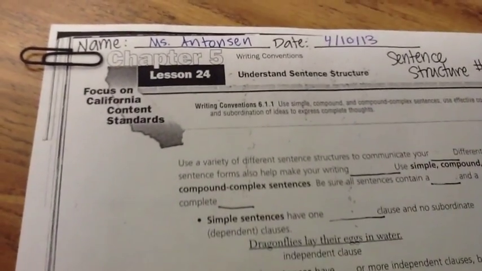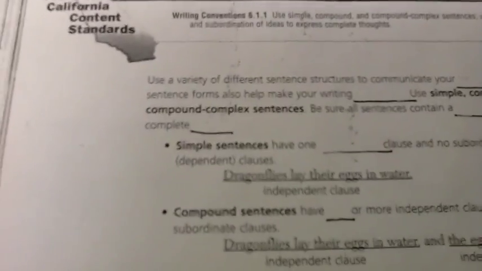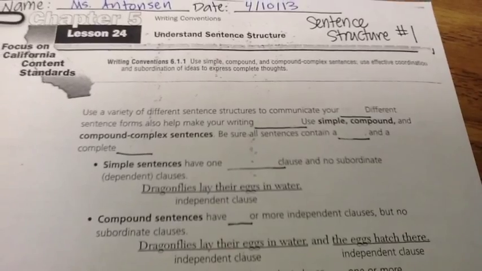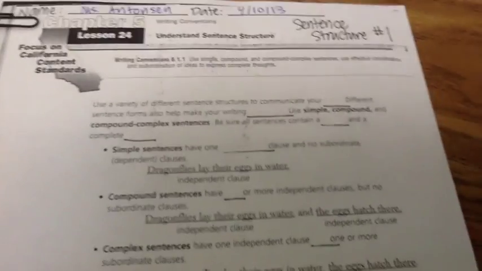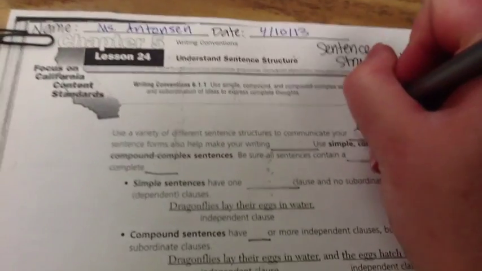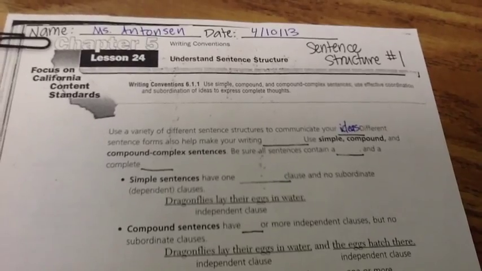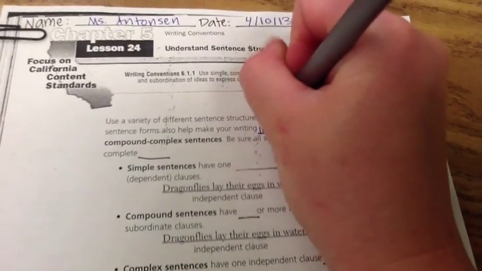This lesson is all about sentence structure, and since this is lesson 1, I'll be introduced to the different elements of the sentences. Here are some guided notes. Fill in the blanks as we read the notes. Here we go. Use a variety of different sentence structures to communicate your ideas. Different sentence forms also help make your writing interesting.